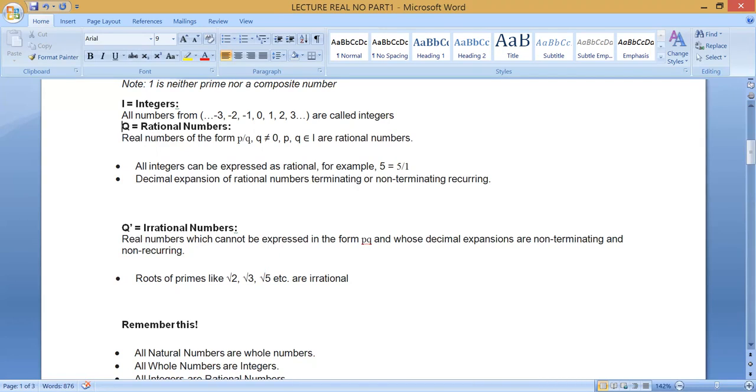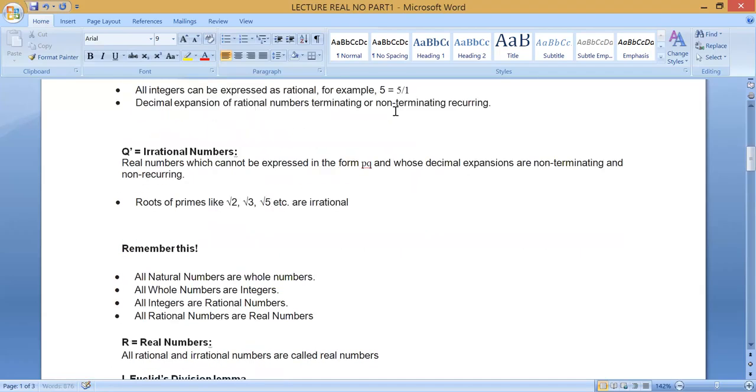When we talk about irrational numbers, these are real numbers which cannot be expressed in the form of P upon Q, that is P/Q, and whose decimal expansions are non-terminating and non-recurring. If somebody asks you the decimal expansion of an irrational number, you will say non-terminating and non-recurring. It will not repeat again. It is non-terminating, the remainder is not zero.